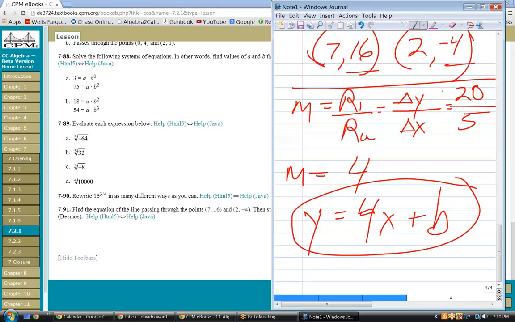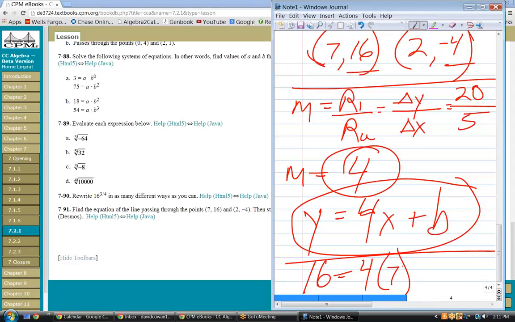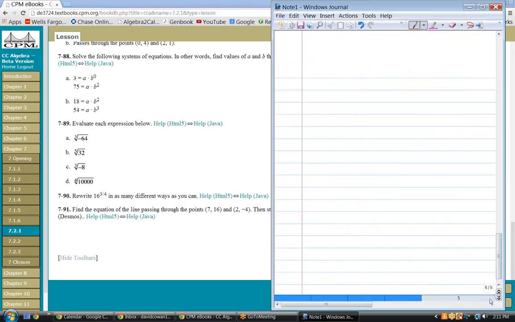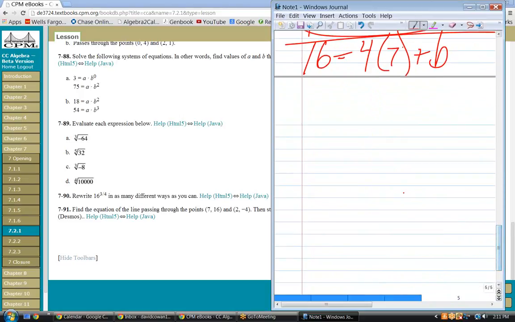So pick one of those points and plug it into this equation, and we'll solve for b. I did 16 equals 7m plus b, but that doesn't look great. Well, because our slope is 4, so it's 4 times x, which is 7, plus b. So actually you were right. In other words, pick one of the points and plug in the x and y value into this equation, and this is going to allow us to solve for b. So what is b equal to?